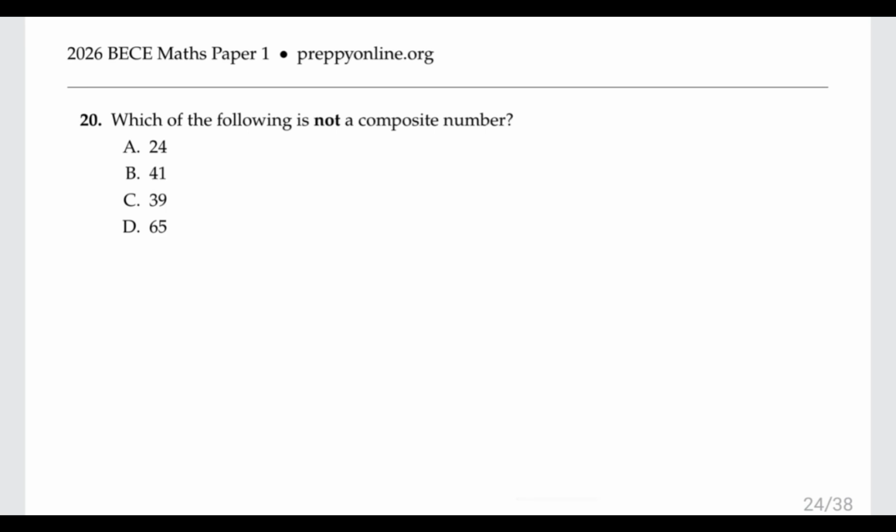The next question is, which of the following is not a composite number? Now, a composite number, one way to define it, is a number that is not prime. So a number can be prime or not prime. And if it's not prime, we say it's composite. So now that we are looking for a number that is not composite, we are actually looking for a prime number. So which of the following numbers is prime? That's the question.